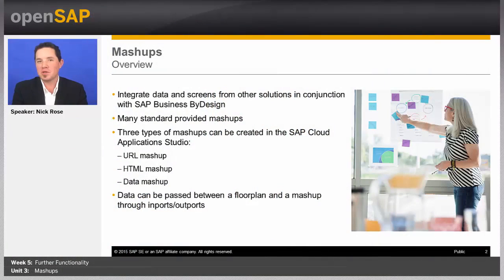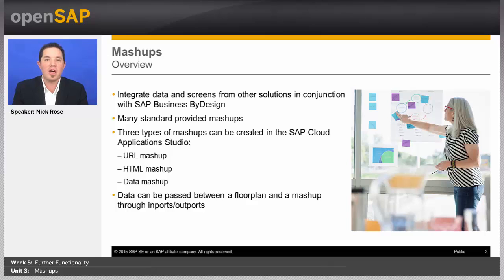Now, we've already built many different screens of our own, extended standard screens. We looked at how to integrate other systems. Now we're going to look at using mashups to bring in data and screens from other systems in another way. So mashups allow us to not only integrate data from other systems, but even screens and views from other systems, and be able to embed them and use them in SAP Business ByDesign.